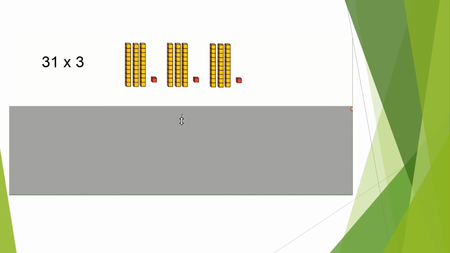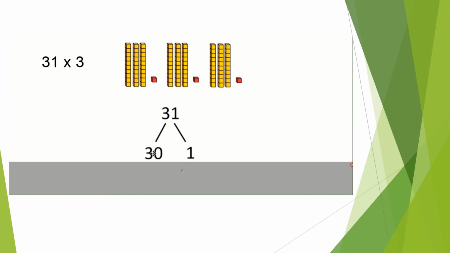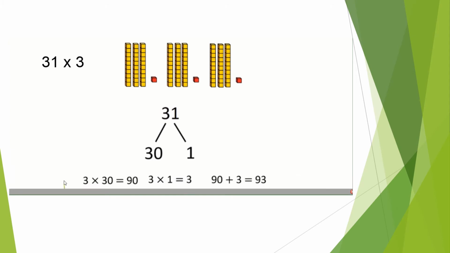You could also partition the 31 into 30 and 1, and 3 times 3 is 9, therefore 3 times 30 is 90. Remember the questions we did at the beginning? And 3 times 1 is 3, and 90 add 3 makes 93. So there you go. Did you get that correct?